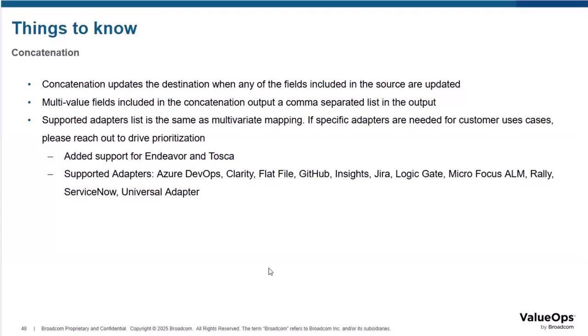We have future work to have some configuration around this, but for now it's just a simple comma-separated list when there are multiple values. The supported adapters list is the same as for multivariate mapping, so it is a limited set. We did also, for multivariate, add support for Endeavor and Tosca. So those now support multivariate mapping as of 4.0. And then I have the list of supported adapters here, which is pretty much the list of next-gen adapters and tier 1 adapters. Let me show you how this works.